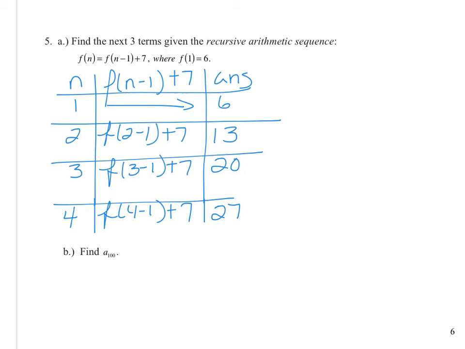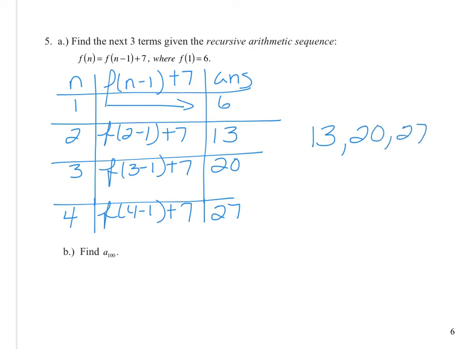Remember, f of means the answer of that term. So f of 4 minus 1 is f of 3. So what's the answer of the third term? 20. So 20 plus 7 is 27. So the next three terms in the sequence would be 13, 20, and 27.